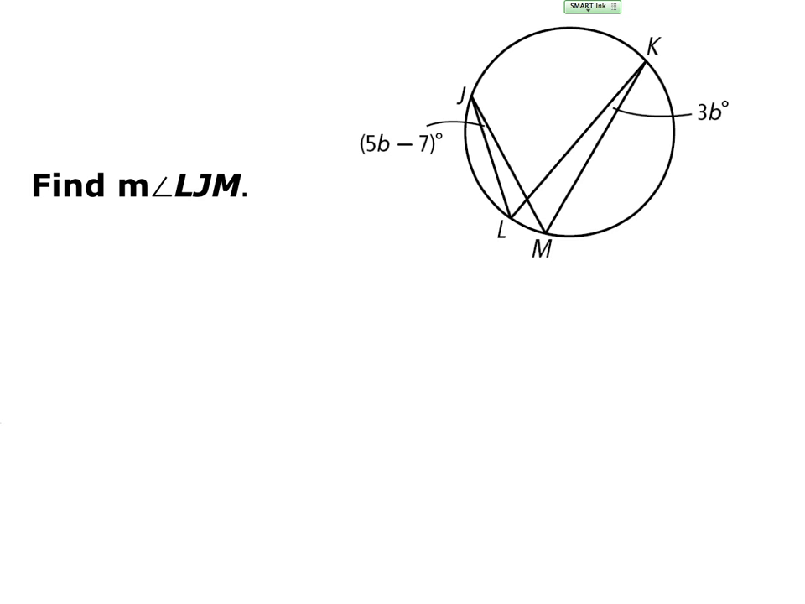So here's an example. What arc is inside angle J? What arc is inside angle K? LM. So those two angles subtend the same arc. So they will be congruent, so set them equal to each other, yes.